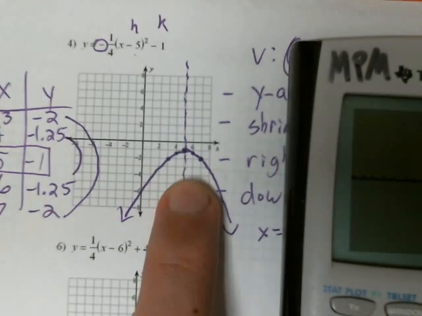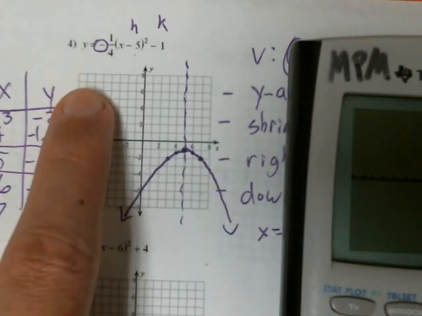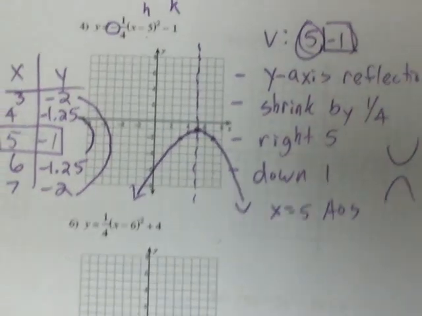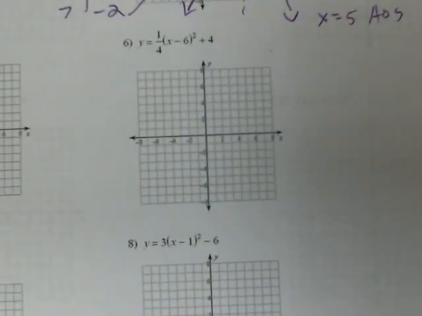Make sure that you didn't make a mistake with your vertex, and your parabola is supposed to be down here in the 4th quadrant, and you made a mistake and now it's up here in the 2nd quadrant. Okay, so check your work. Okay, so y'all can do the rest of those.